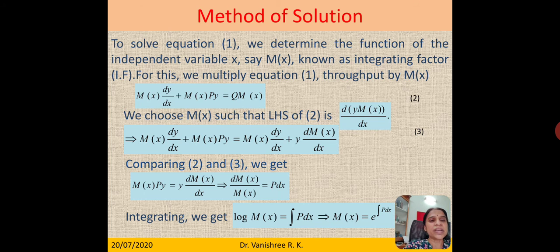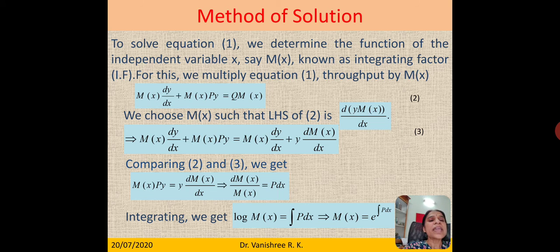Now you can easily integrate this. Once you integrate this, what you are going to get is log m of x. Why is this? You can see in that equation, dm of x by m of x is of the form f dash of x by f of x, that is, the derivative of m of x over m of x.